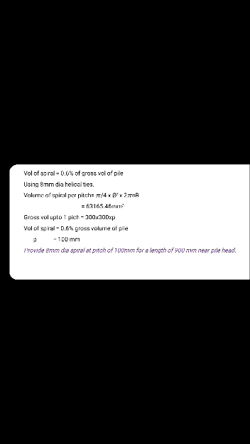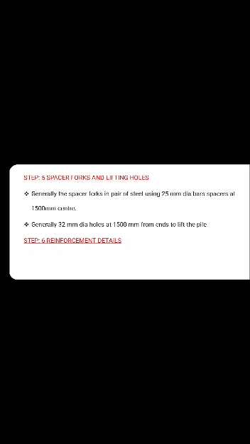And from the volume, we will get the pitch as 100 mm. So provide 8 mm dia spiral at a pitch of 100 mm for a length of 900 mm near the pile head. Next step is spacer forks and lifting holes. Generally, spacer forks are a pair of steel using 25 mm bar spacers at 1500 mm center. Generally, 32 mm dia holes are provided at 1500 mm from the ends to lift the pile.